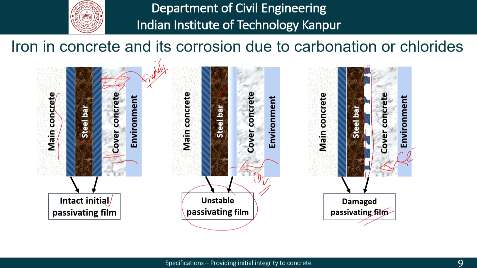So, in either case the surface of the reinforcement is rendered susceptible to corrosion, and we have the anodic and cathodic reactions that we have talked about: iron going to Fe2+, release of electrons, and the consumption of these electrons with oxygen and water to form hydroxyl ions. So, this is basically the corrosion reaction that we have talked about.